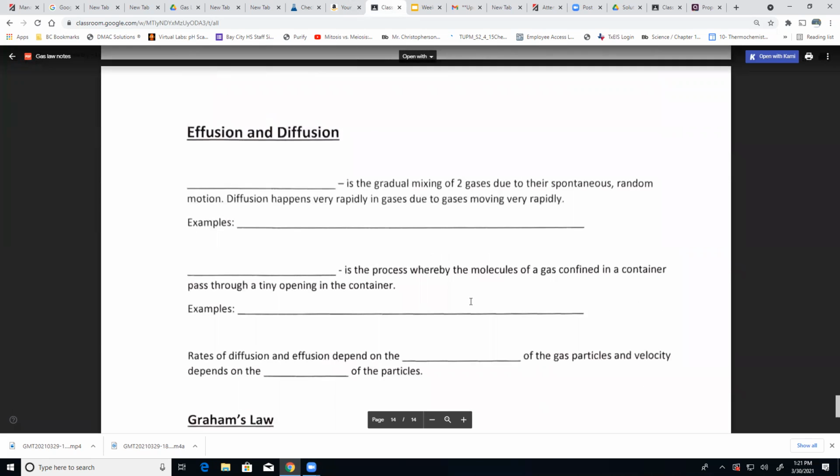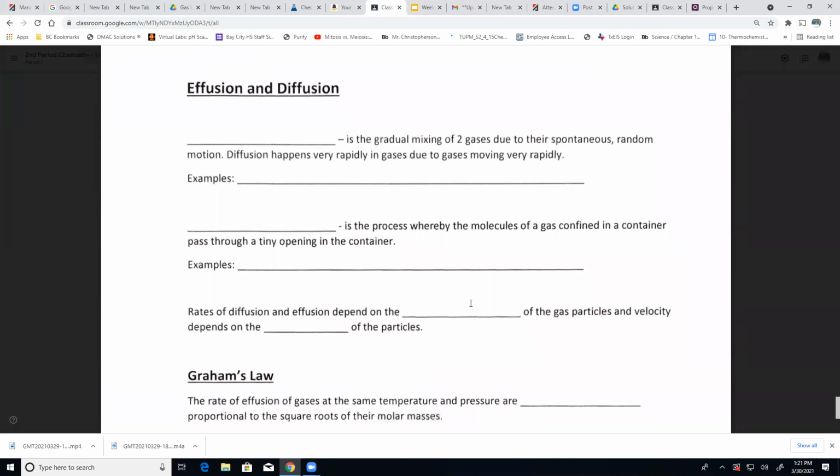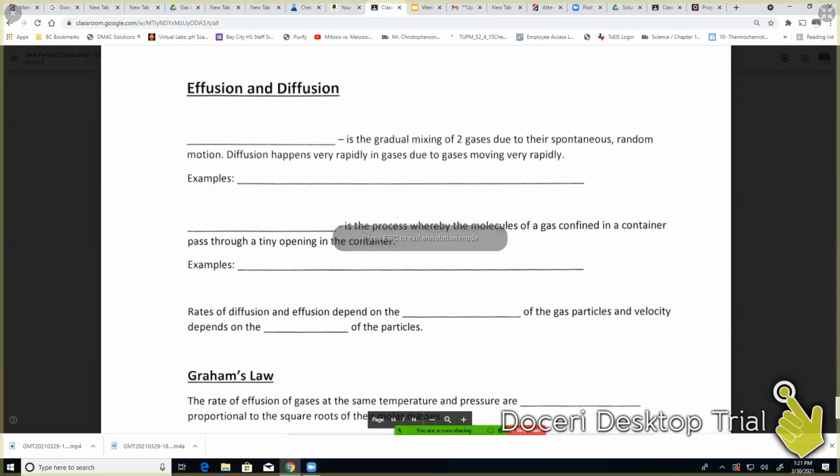Right, we're on our last page of notes. So we're going to talk about some definitions, and one of them will have a formula, but we're not going to spend a lot of time with these problems. You may see it on the test, but we're not going to do a separate quiz or separate practice or anything. So we're talking about the difference between effusion and diffusion.